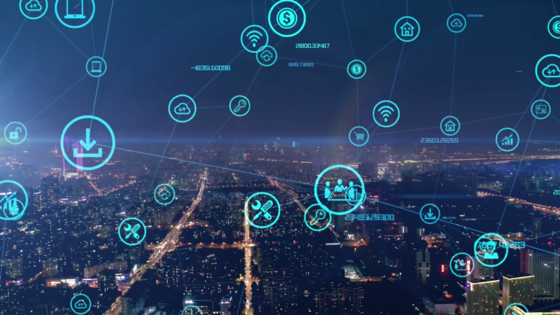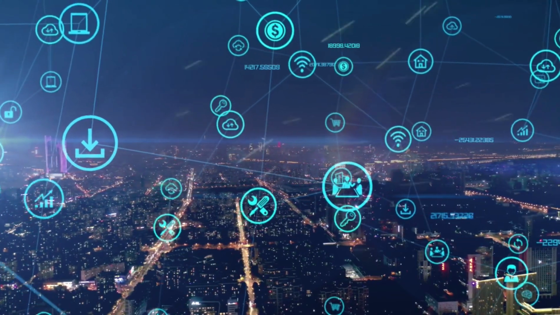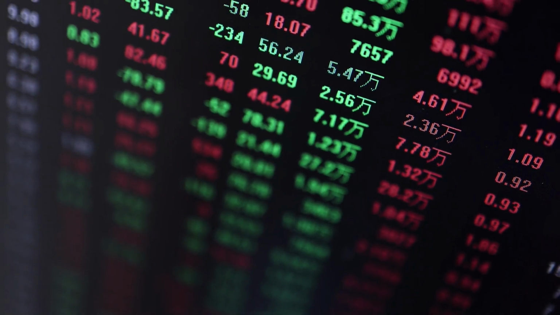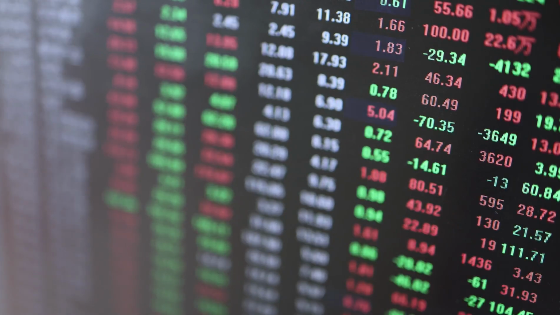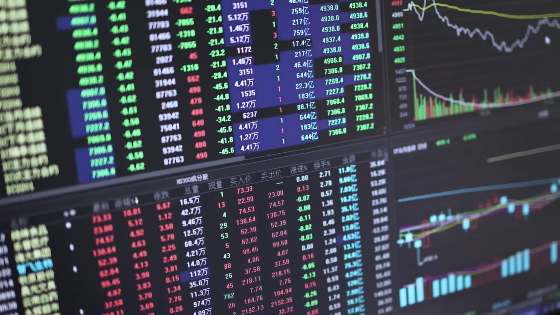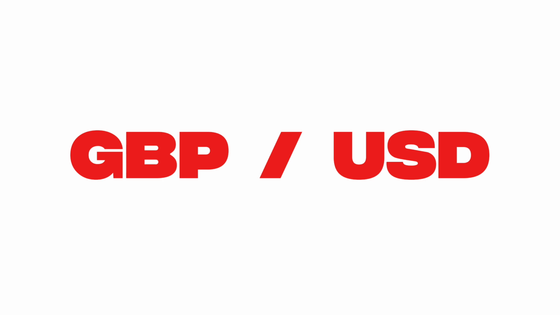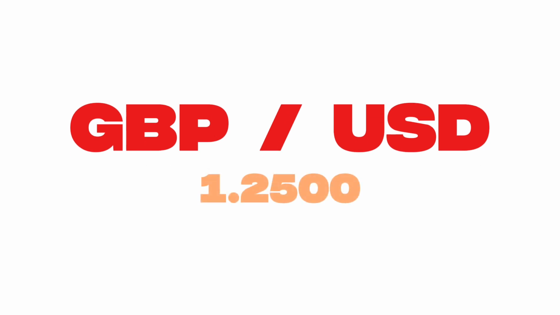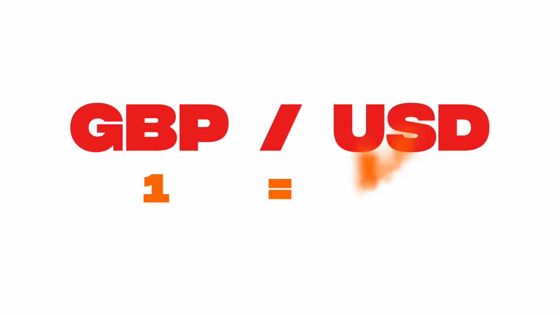Now that we know what Forex is, let's talk about currency pairs. In Forex, you never trade a single currency. Instead, you trade currency pairs. That's because when you buy one currency, you're automatically selling another. For example, let's say you're looking at the currency pair GBP/USD. That's the British pound against the US dollar. The first currency in the pair is called the base currency, and the second is the quote currency. If the GBP/USD is quoted at 1.2500, that means 1 British pound is worth 1.25 US dollars.